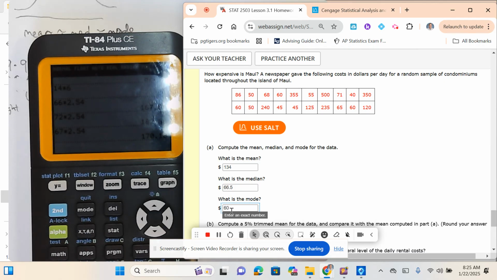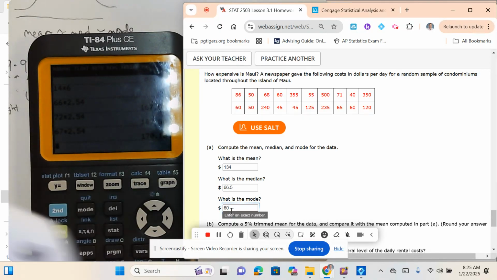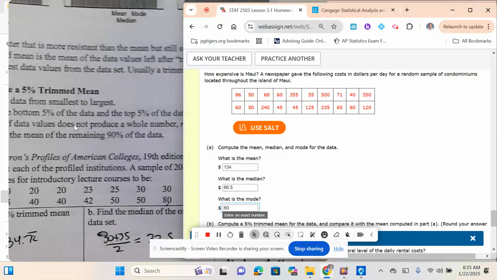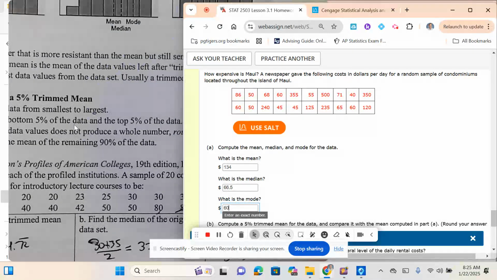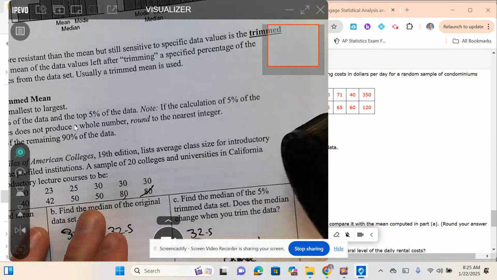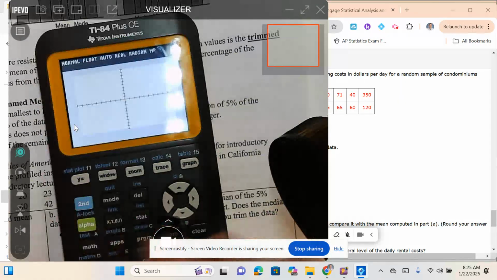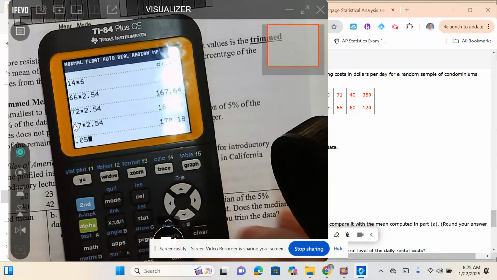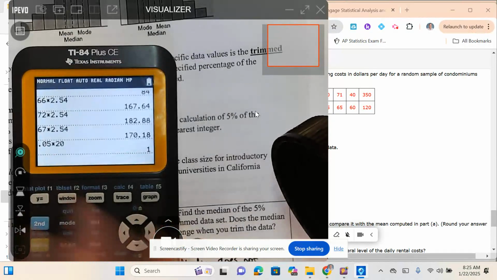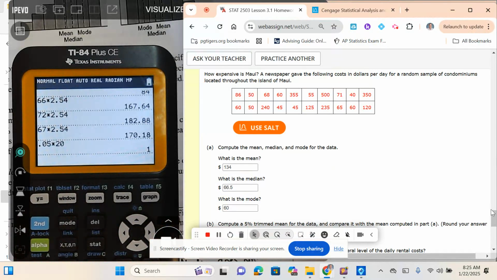A 5% trim mean. Now we had one exactly like this in our notes, so it's pretty simple. In our notes, in a trim mean, you take a 5% trim mean, you trim 5% off the bottom and the top. So you want to first take 5% of the number in your data set, which is the same as we had in our notes. 5% of 20 was 1. Okay, 0.05 times 20 is 1. So that means we need to delete the bottom point in our data set and the top point in our data set. This is not that bad.